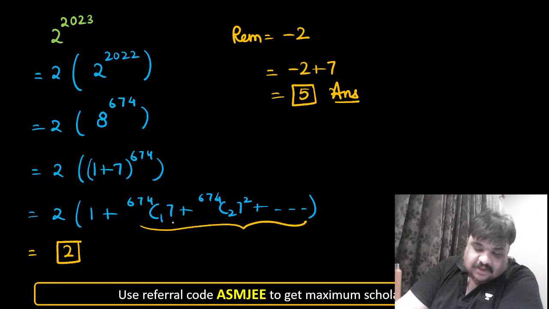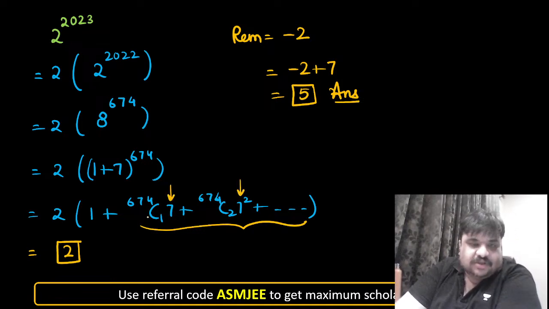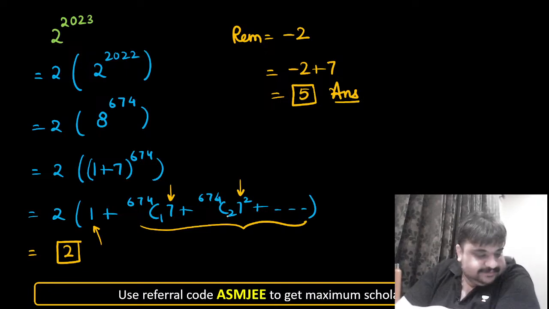It's not becoming zero. It contains 7 as a factor, so it will never give you remainder. Only this part which does not contain 7 gives remainder. If you divide by 7, in all these terms there is 7. 7 into this, 7 into this.